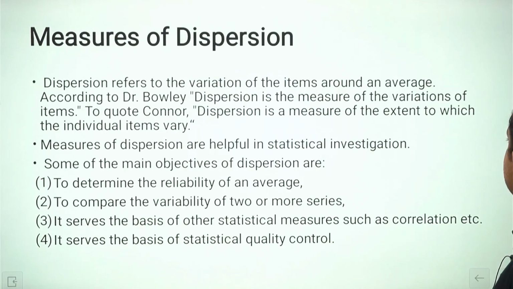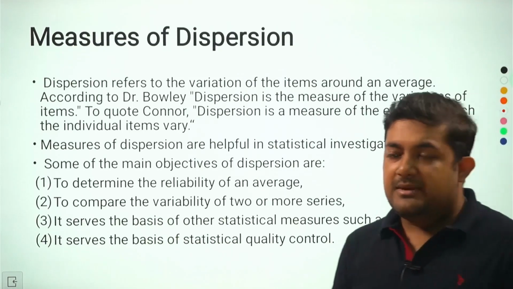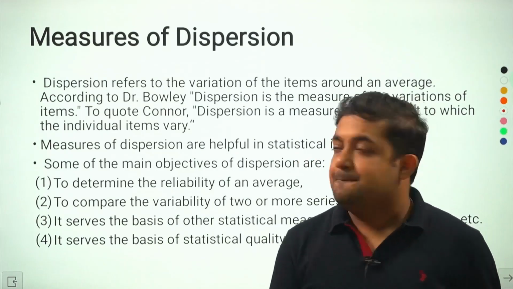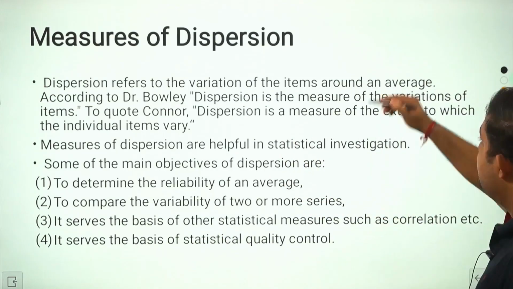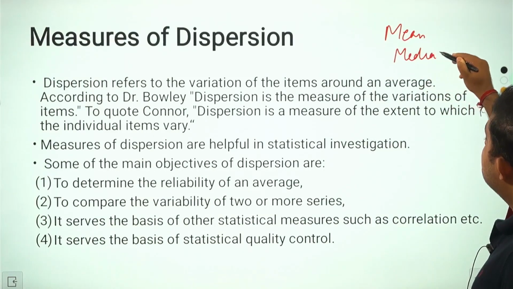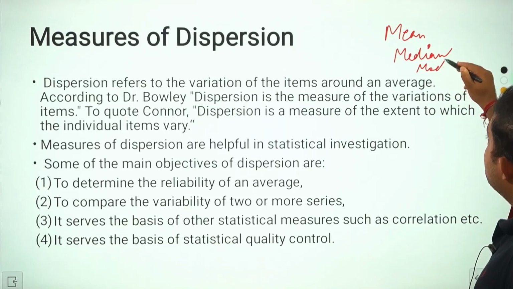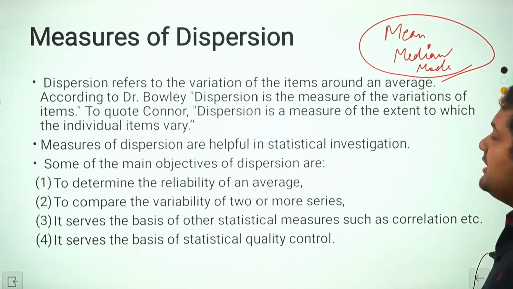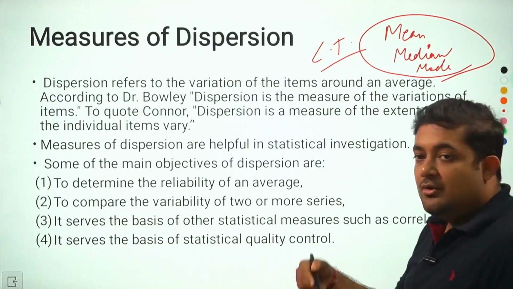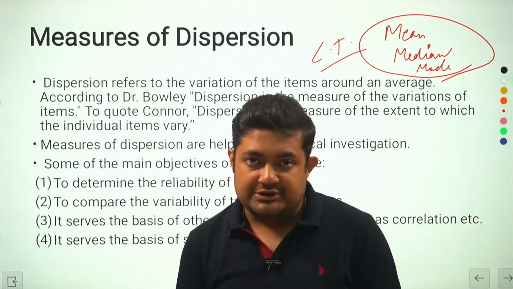What is measures of dispersion? What do we mean by measures of dispersion? We have studied measures of central tendency. There we generally have mean, median and mode. Basically we studied these three in central tendency. Now, what is measures of dispersion?